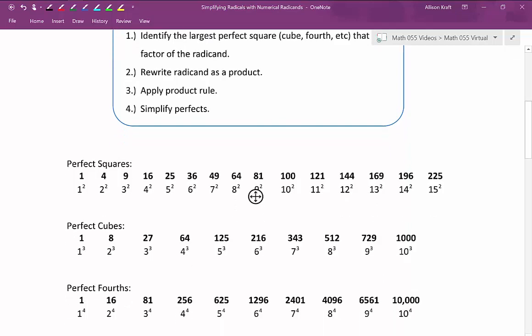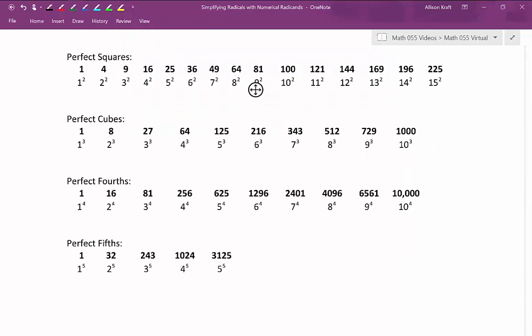To be able to do this, we need to know what our perfects are. So I've listed here for you perfect squares, perfect cubes, perfect fourths, and perfect fifths. You'll see the perfect fourths and fifths get really big really quickly. So chances are, if you're doing a fourth root or a fifth root, it's going to be no more than 3, because otherwise our number gets so big so fast.